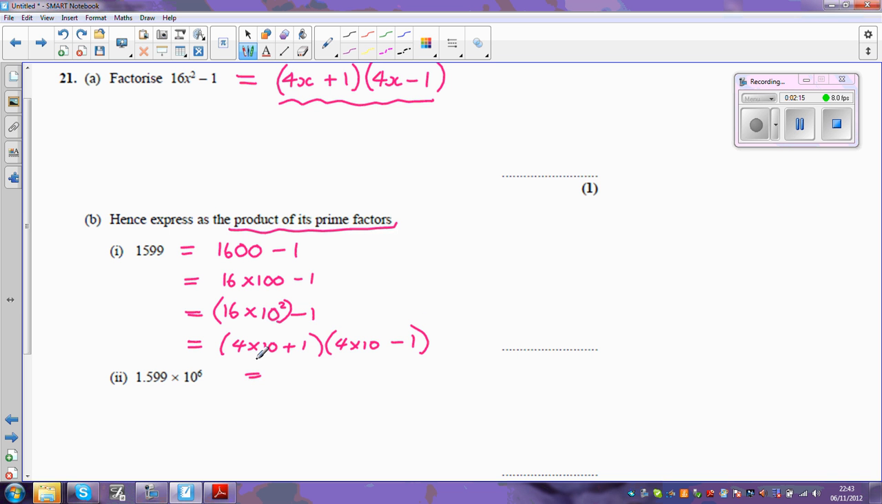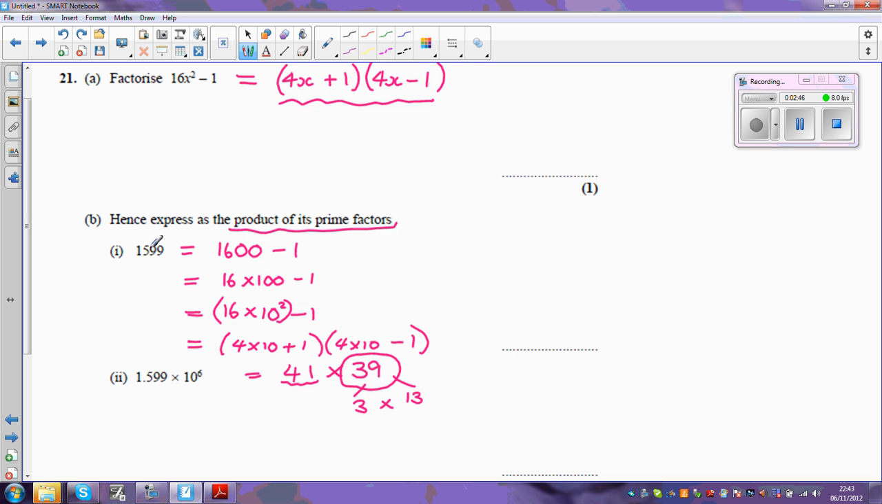Well, that's just the same. Well, 4 times 10 is 40. That's the same as 41 multiplied by, this is 40 take away 1, which is 39. And I'm on the right lines now. The only thing I've got to realise, though, is although 41 is a prime number, 39 isn't. I can see that 3 goes into that. So if I split my 39 into 3 times 13, 41 is a prime number, 3 is a prime number, 13 is a prime number.